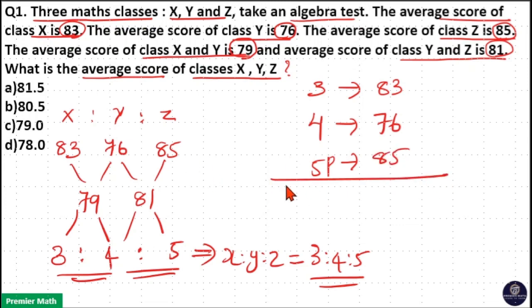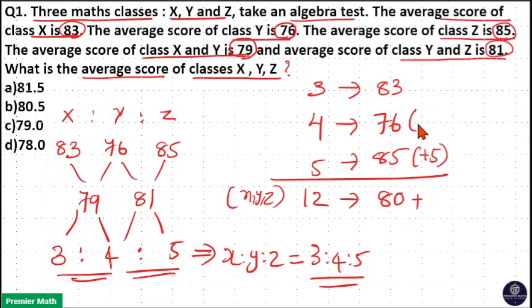Now, X, Y, Z together is 3 plus 4 plus 5, which is equal to 12 parts. So, X, Y, Z average is equal to, if I take 80 as common average, here 85 is plus 5 greater than 80 and 76 is 4 less than 80 and 83 is 3 greater than 80.